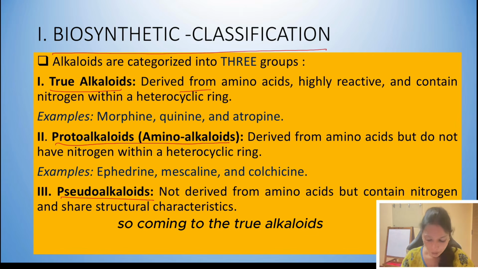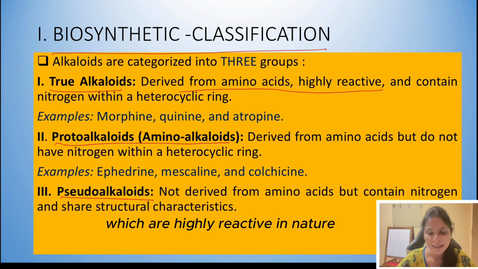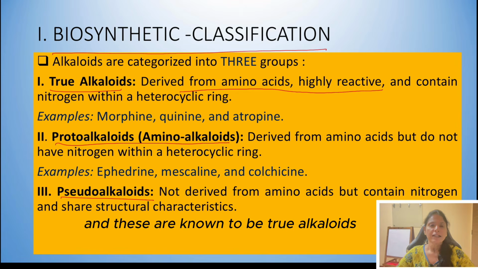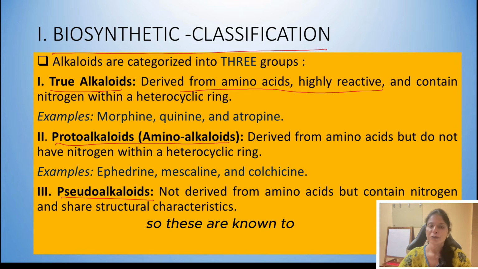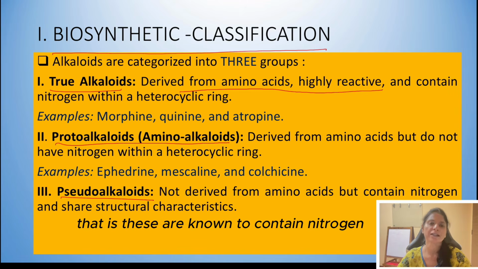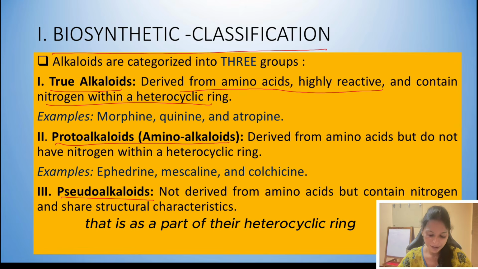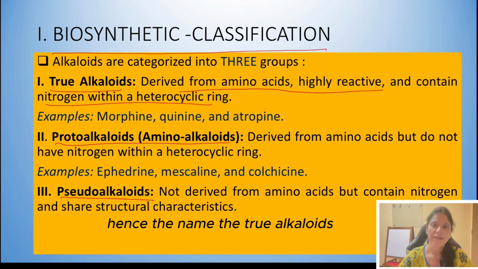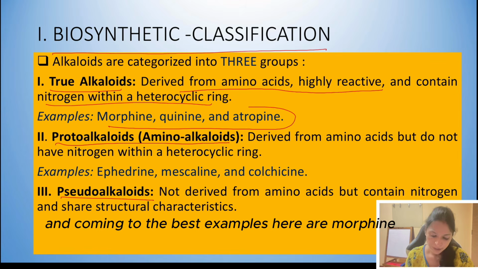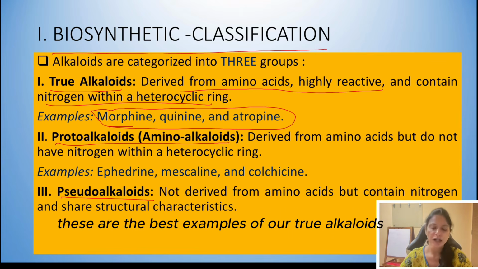Coming to the true alkaloids, these are derived from amino acids, which are highly reactive in nature, and these are known to be true alkaloids. They comply with our definition, that is, they contain nitrogen in their heterocyclic nature, as a part of the heterocyclic ring, hence the name true alkaloids. The best examples are morphine, quinine, and atropine. These are the best examples of our true alkaloids.